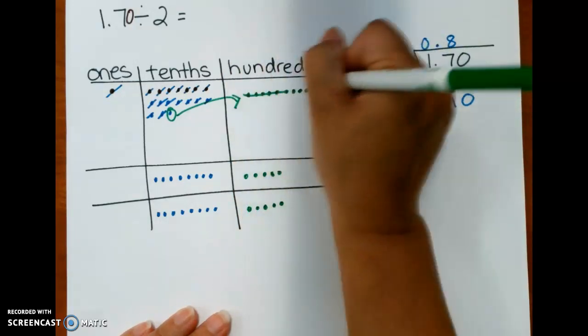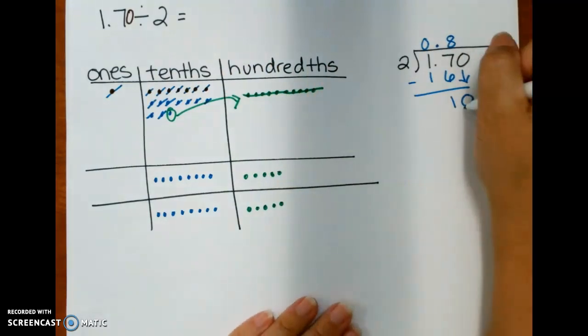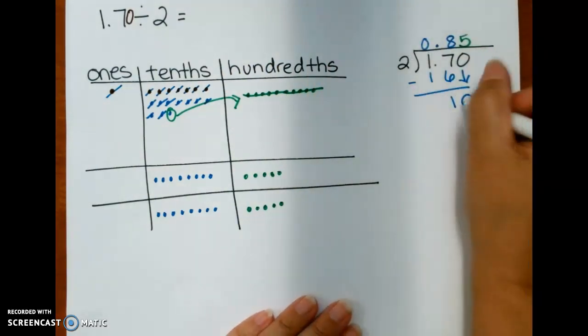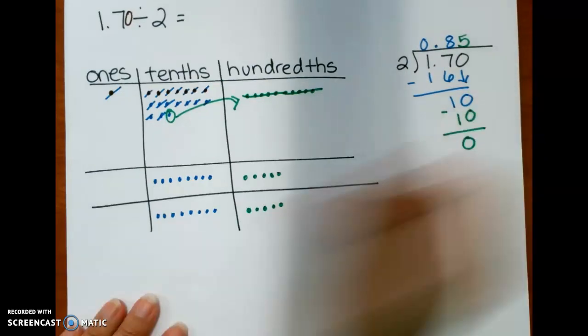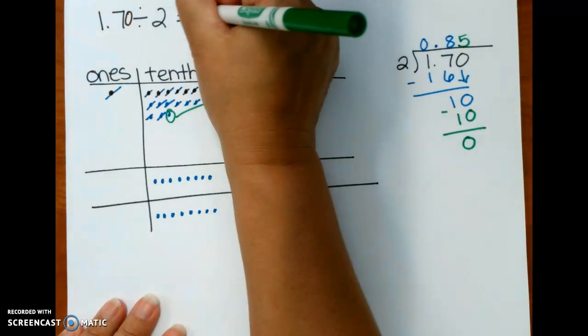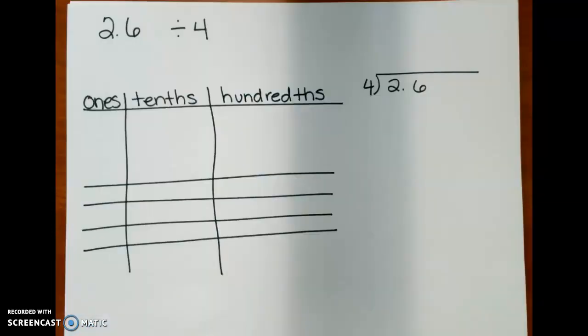So there's the first 5, there's the second 5. Okay, so now 10 divided by 2 is 5. We all know that. We're super smart mathematicians. 5 times 2 is 10. And when I subtract, I have nothing left. So 1 7/10 divided by 2 equals 85/100ths.